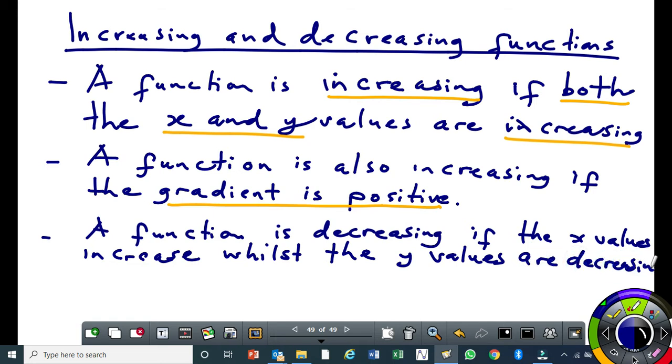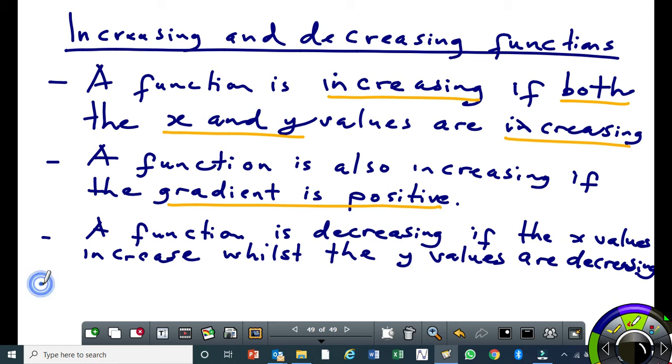So what this means is that as long as the y values are increasing, then the function is increasing. If the y values are decreasing, then the function is decreasing. Which means we generally define increasing and decreasing functions in terms of the y value. Well, the x values, which are the input, will always be increasing. Okay?